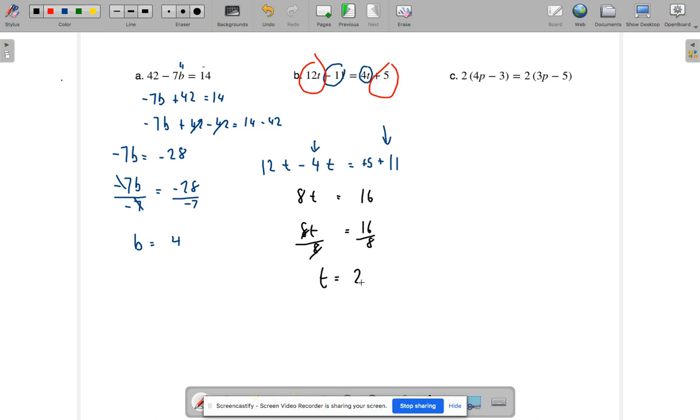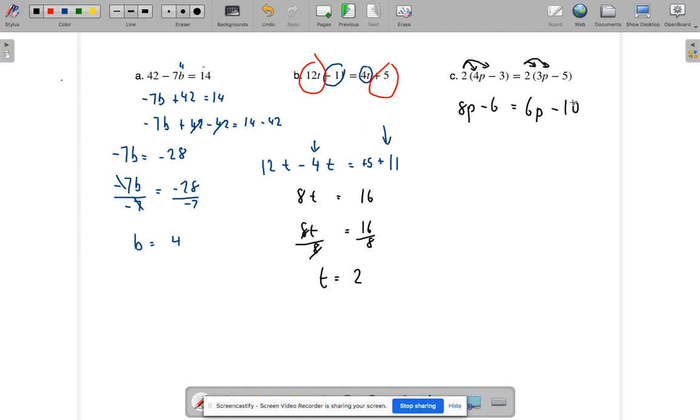So there we are. That's the next question. Last question of this video is 2 outside of 4p minus 3 equals 2 outside of 3p minus 5. Now, we've learned in class that the first thing you've got to do is remove the brackets. When I say remove brackets, we times what's outside by what's inside, here and also here. So let's start with this one. 2 times 4p is 8p. 2 times negative 3 is negative 6. Equals 2 times 3p is 6p. 2 times negative 5 is negative 10.